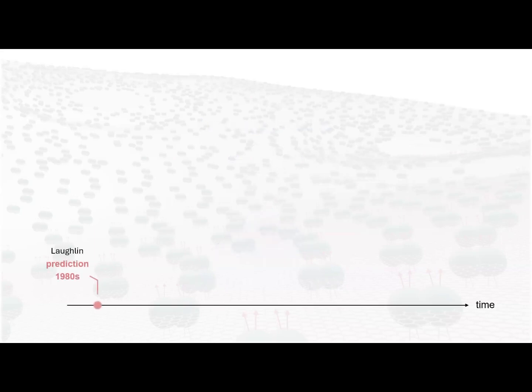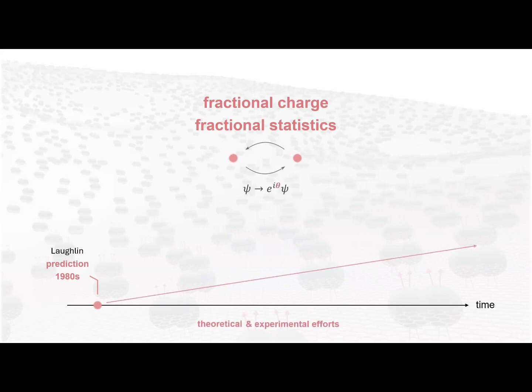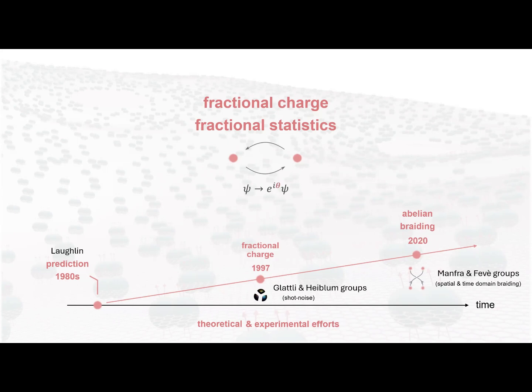Now, 40 years ago, there was a prediction that there could be more classes of particles carrying fractional charge and obeying fractional statistics. Because this question is important and fundamental, there were 4 decades of substantial theoretical and experimental effort trying to achieve this prediction. Let me state 2 of the works. One is in 1997, the discovery of fractional charge by Glattli and Heiblum's group using shot noise measurement. The other is 4 years ago, the first indication of abelian braiding by Manfra and Fève's group, in spatial and time domain braiding.